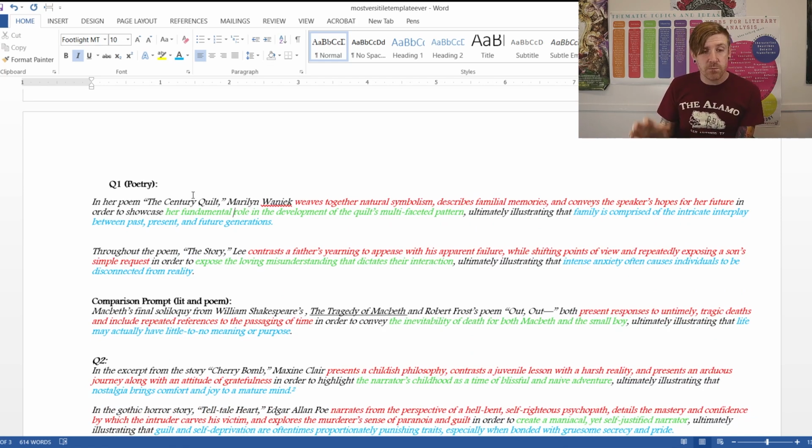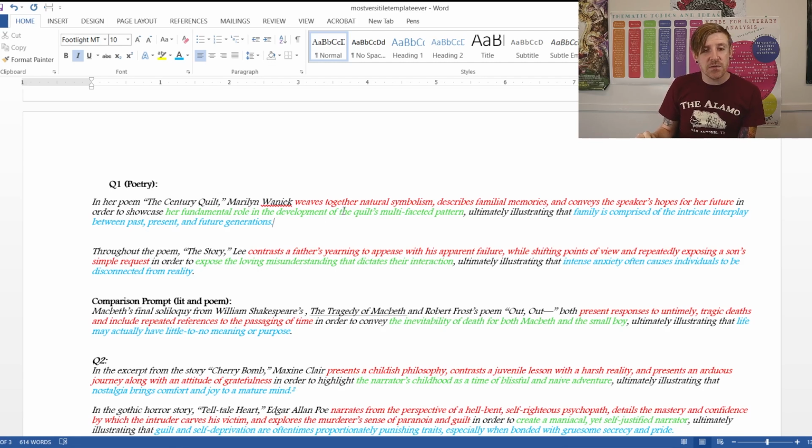how this works. Okay, we have: in her poem, The Century Quilt, Marilyn Nelson weaves together natural symbolism, so I should be able to point to the symbolism that relates to nature in there, describes familial memories, I should be able to point to memories in the poem, and conveys the speaker's hope for the future, so I should be able to point to a spot where there is clear hope for the future there, in order to showcase her fundamental role in the development of the quilt's multifaceted pattern.